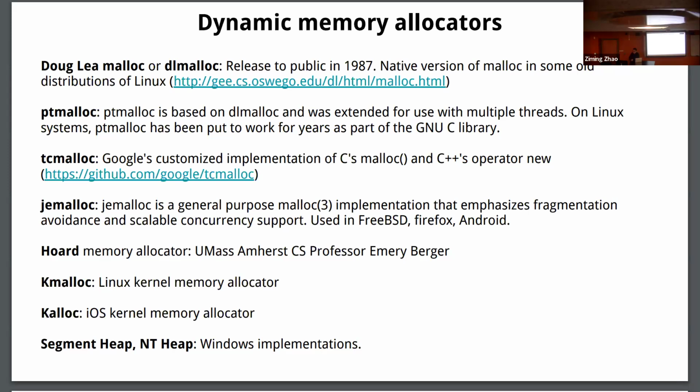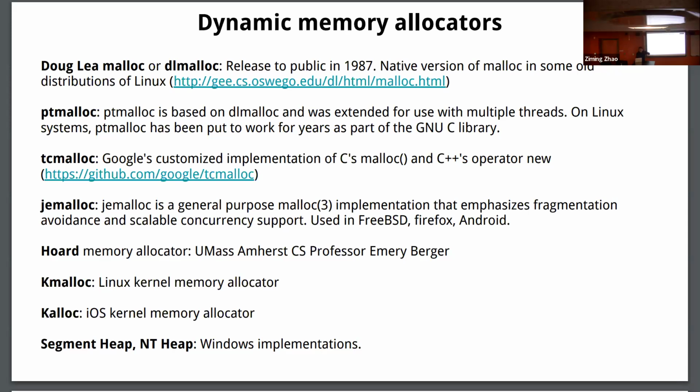Currently, the version of memory allocator we are using on our server is called PT malloc, and it was based on DL malloc, extended for use with multiple threads, and it is still going through a lot of development, a lot of changes. Every version of the C library is updated. There's a lot of changes. Google also developed their own memory allocator.